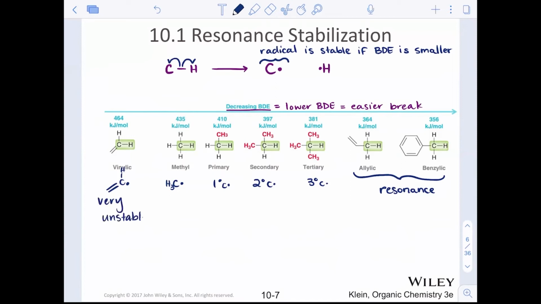Just like we saw in the alkyne chapter, the triple bond chapter, vinylic carbocations were extremely unstable, and we do not even think that they form. So looking at these values, we can start to realize that the easier something is to break off homolytically, that results in a more stable radical product after that reaction.